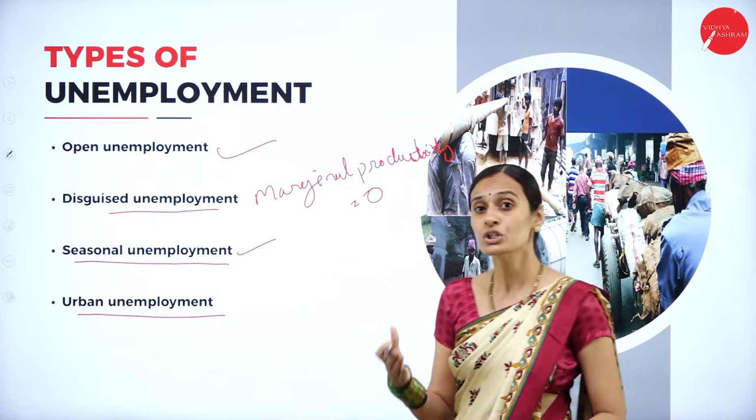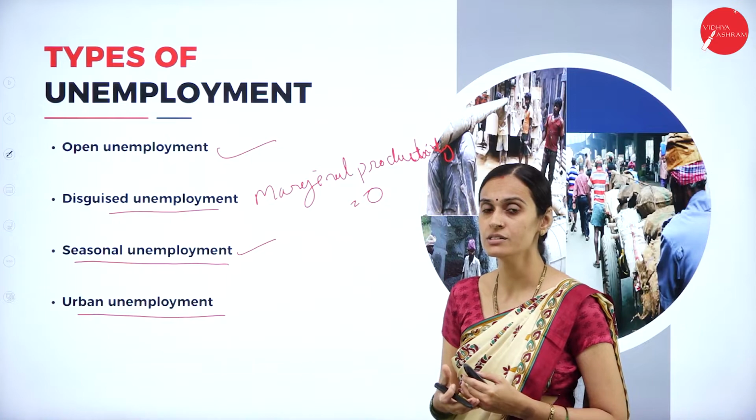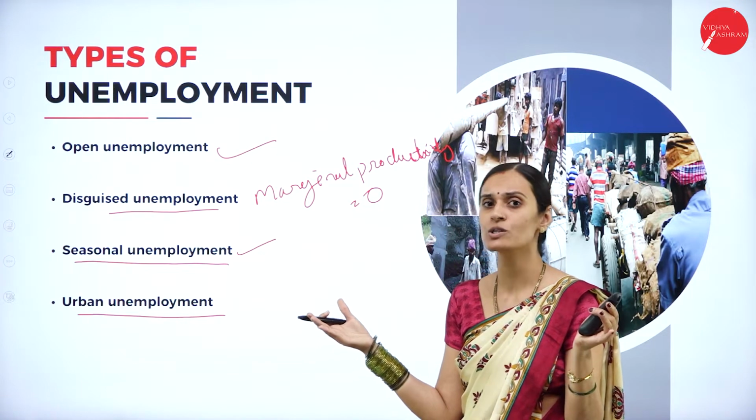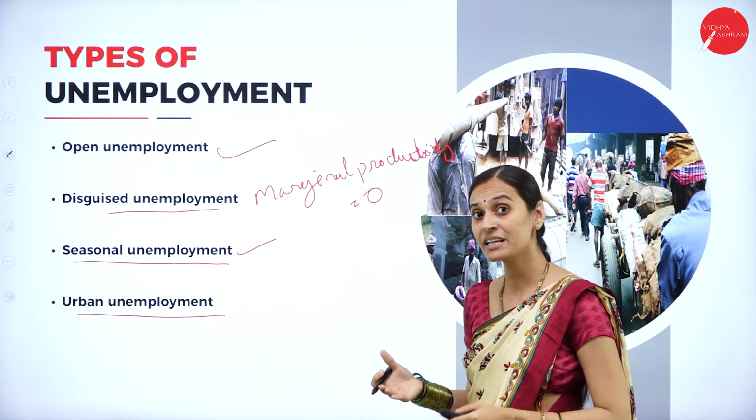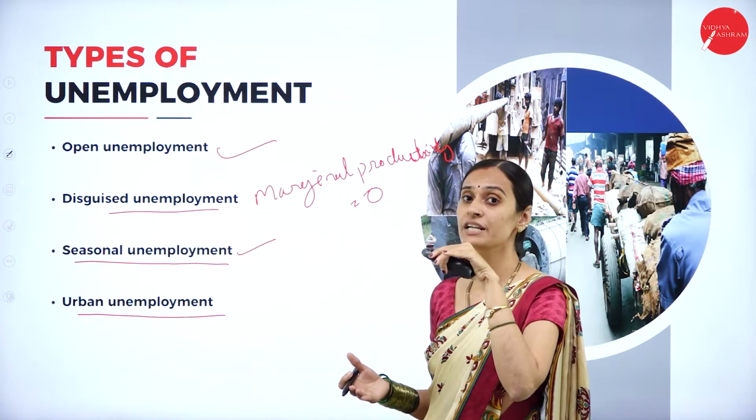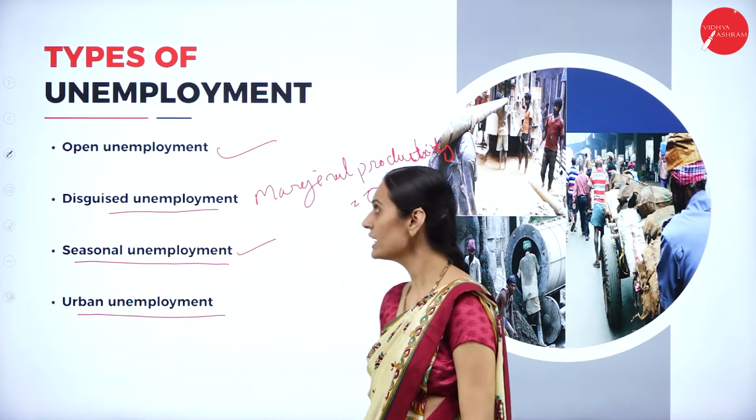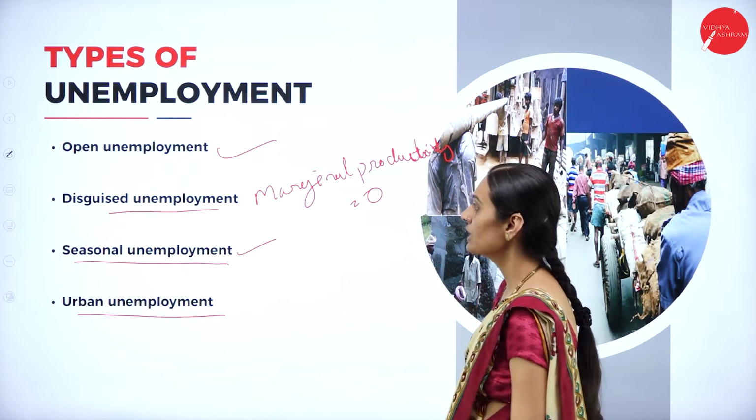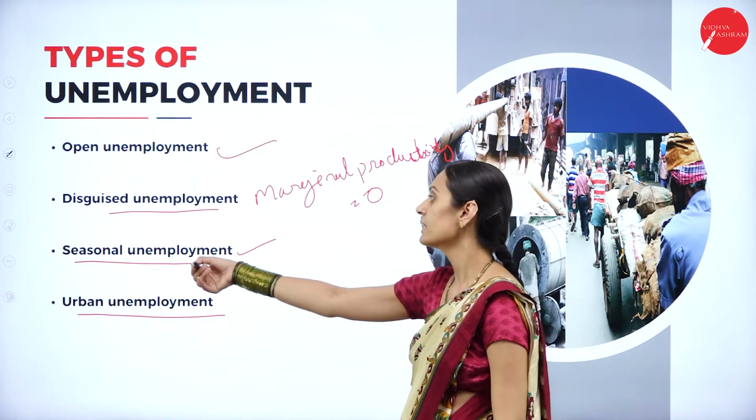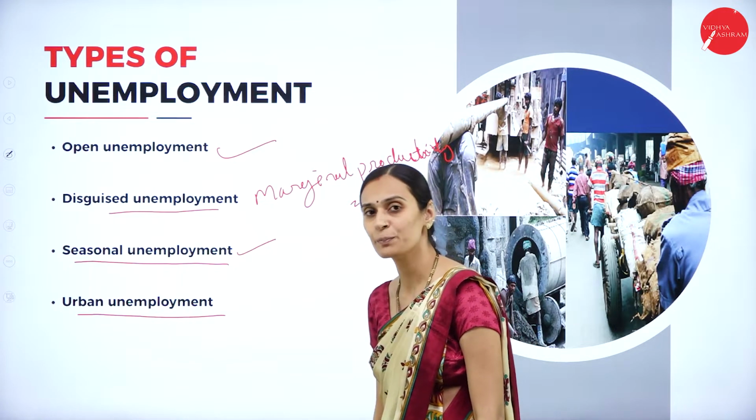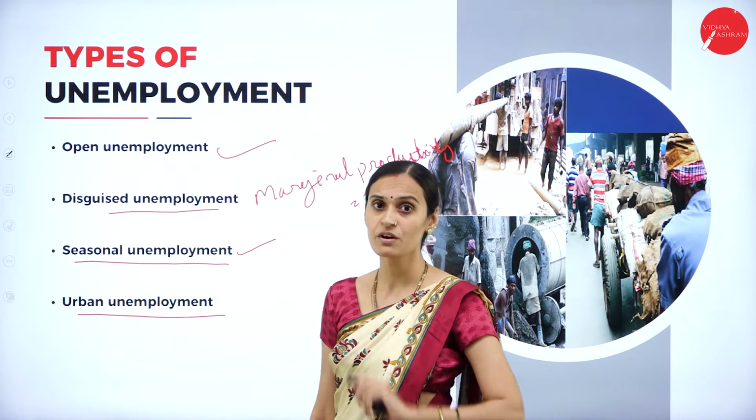For example, due to COVID lockdown conditions, so many persons lost their jobs. At that particular time, the rate of unemployment is increasing. That is considered as urban unemployment. Okay, so the first one, open unemployment, disguised unemployment, seasonal unemployment and urban unemployment. There are 4 types of unemployment.